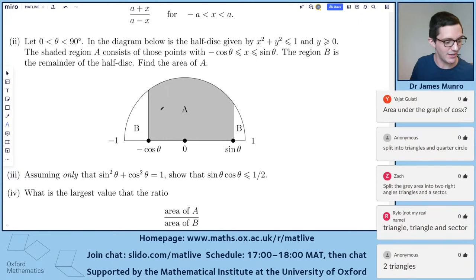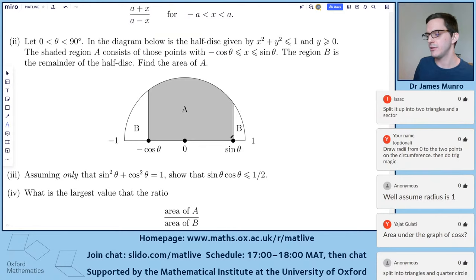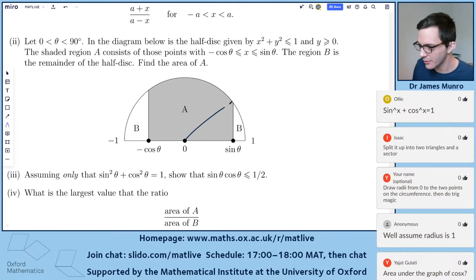The radius is one. Yes, somebody wants to assume that. Here come the suggestions. Brilliant. Yep, sine squared plus cos squared is one. Yes, Ollie. Which is really good, actually. That turns out to be really helpful in a moment. Let's draw in these radii.